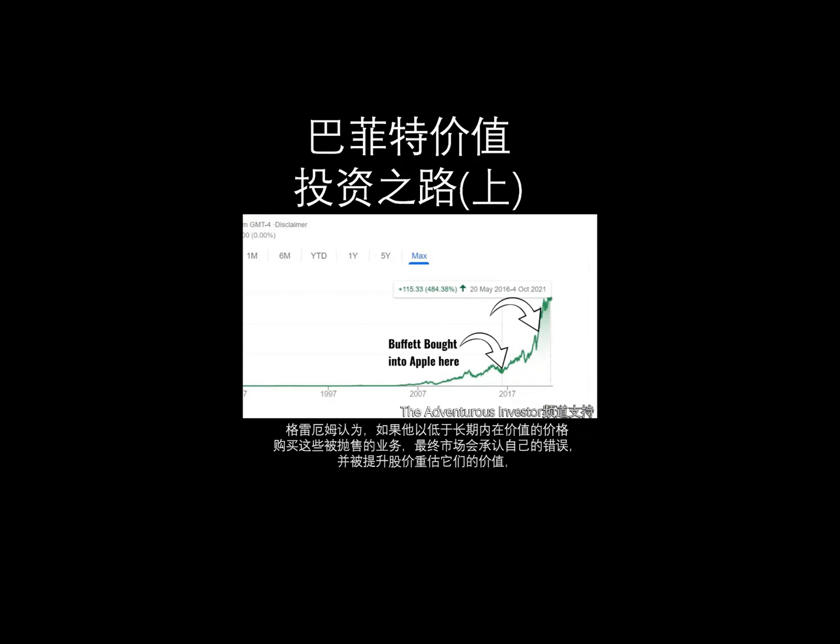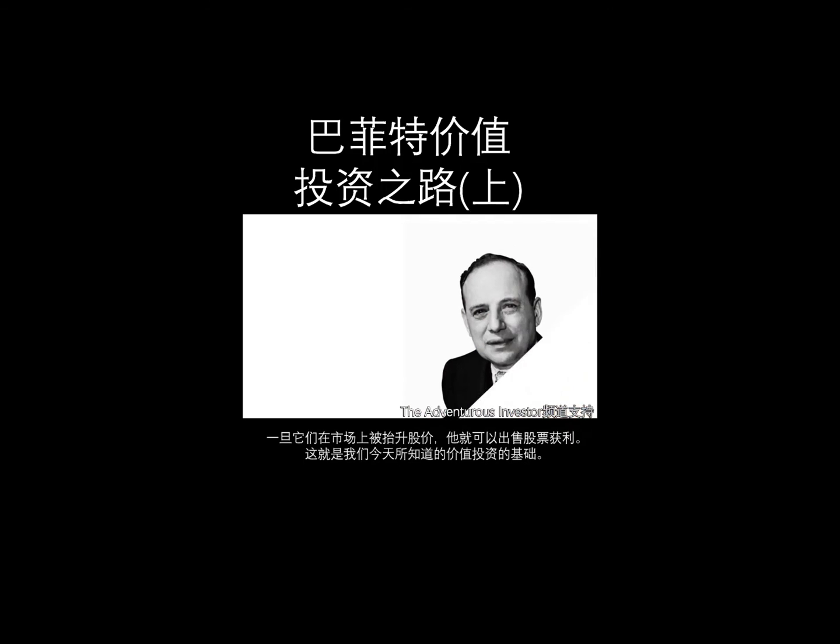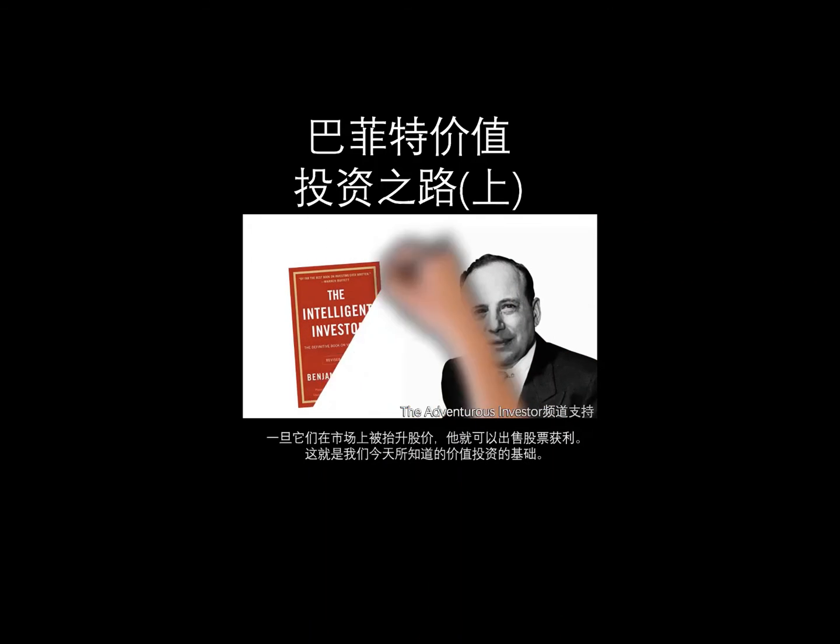Graham reasoned that if he bought these oversold businesses at prices below their long-term intrinsic value, eventually the market would acknowledge its mistake and revalue them upward. Once they were revalued upward, he could sell them at a profit. This is the basis of what we know today as value investing. Benjamin Graham was the father of this.